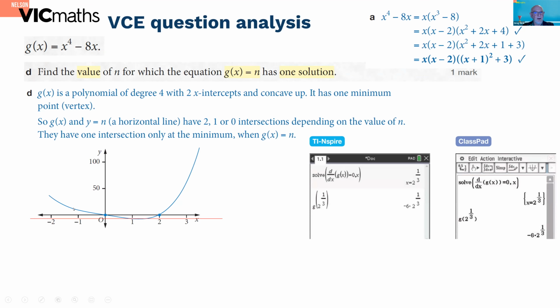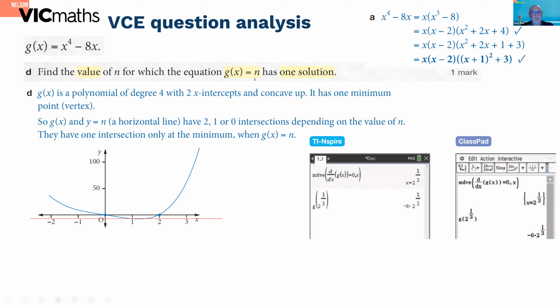Now, if that horizontal line was, say, above the x-axis, if you follow my cursor there, you can see that would give us 2 solutions. The only way that can only have 1 solution is if we end up moving it down, so it just touches g of x at that stationary point. Now, if we solve the derivative of g of x is equal to 0, that tells us that x is equal to 2/3.